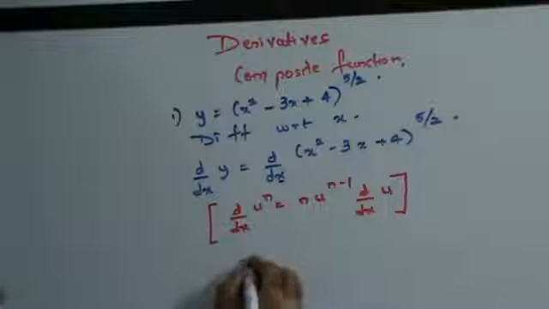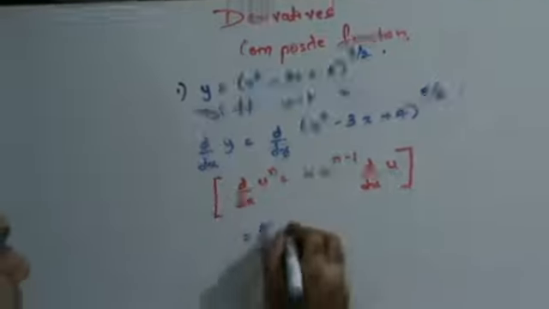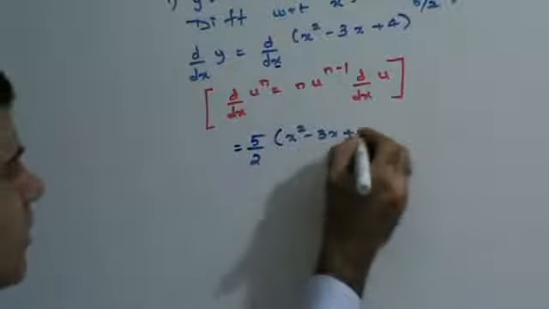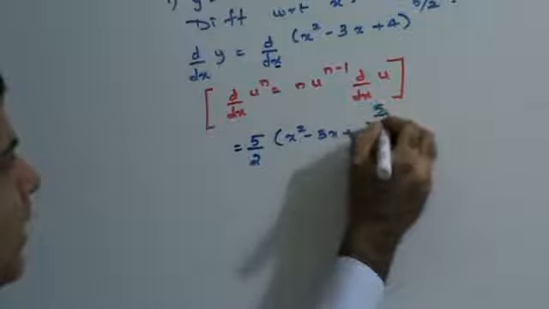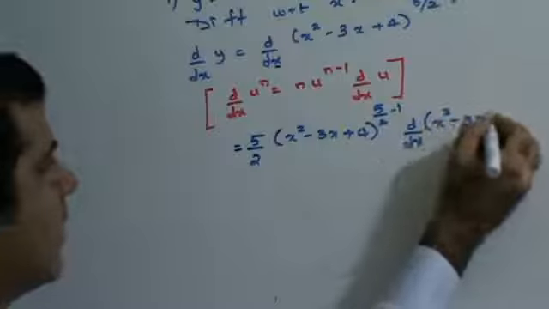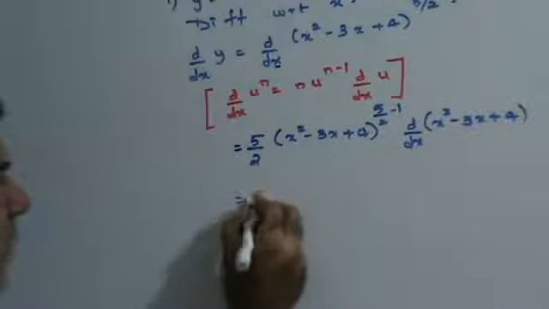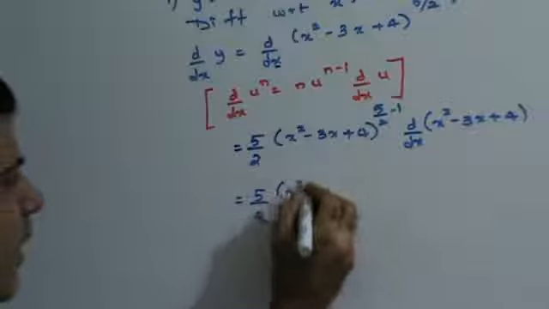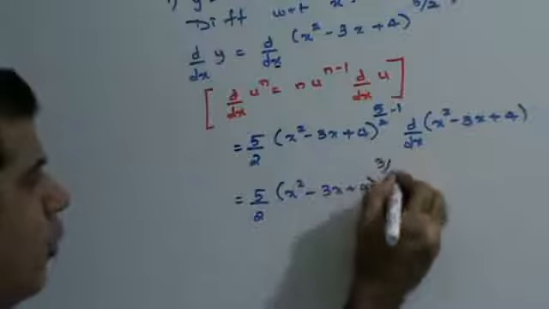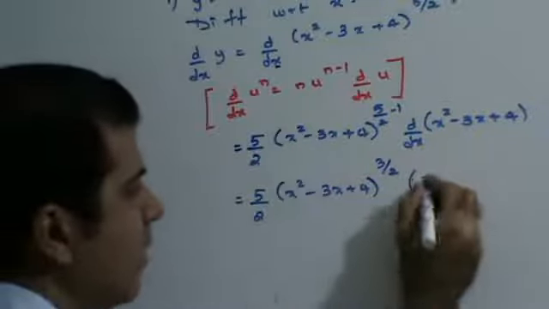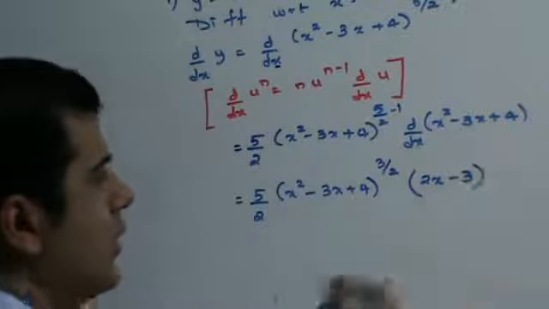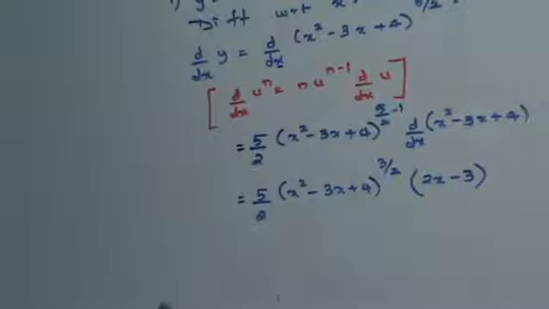So if I use this formula, this whole term is going to be u, x square minus 3x plus 4 raised to n minus 1 d by dx of u, x square minus 3x plus 4. So this is going to be 5 upon 2 x square minus 3x plus 4 raised to 5 minus 2, that is 3 upon 2. Now solve this. D by dx of x square is 2x, d by dx of 3x is 3, constant is 0, so that's your answer. Fine, do we get this in clear?